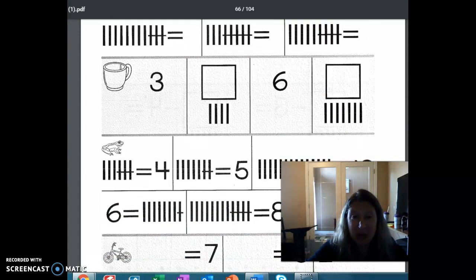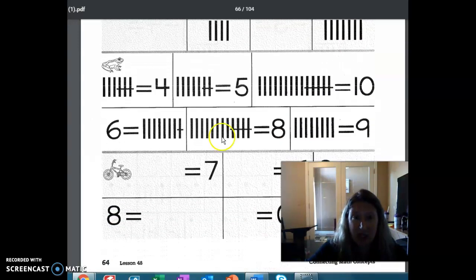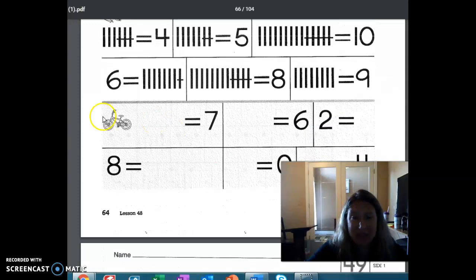When you get down to the teacup part, you make lines for the number. Each of these should have a number with lines under it. So for this one, it gives you the number, you make lines. For this one, it gives you the lines, you make the number, okay? For the frog section, you check to see if these sides are equal. So this is 1, 2, 3. Is that 3? No. So cross that out. That's not equal. Okay? So if it's not equal, you cross out the equal sign. If it is equal, you don't do anything. And for the bicycle section here, you make lines for the number.